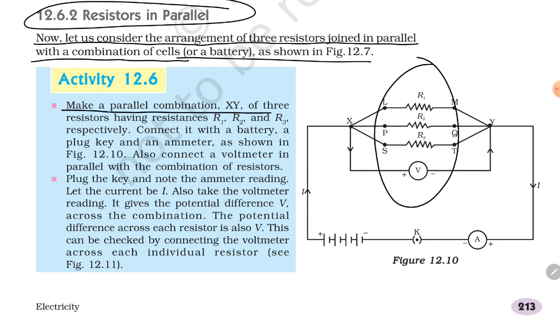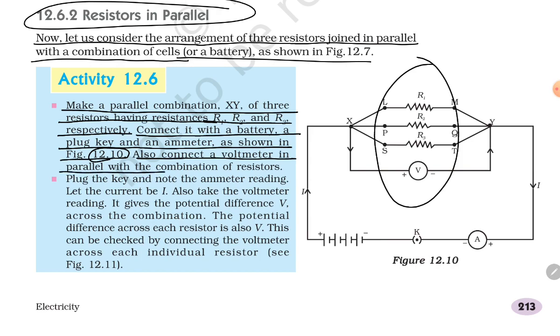Make a parallel combination, XY, of three resistors having resistances R1, R2, R3 respectively. Connect it with a battery, a plug key and an ammeter as shown in figure 12.10. Also connect a voltmeter in parallel with the combination of resistors. Plug the key and note the ammeter reading. Let the current be I. Also take the voltmeter reading. It gives the potential difference V across the combination.